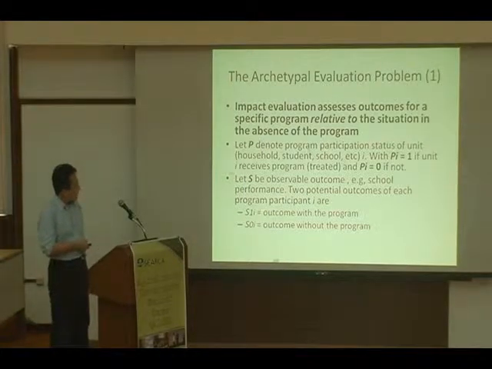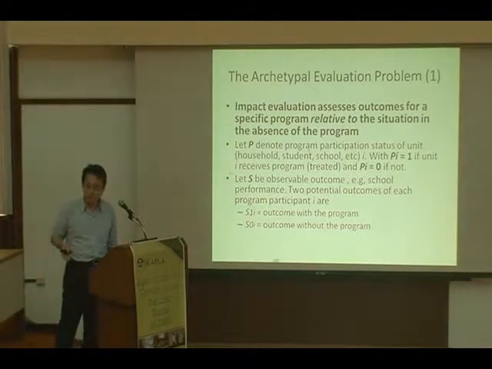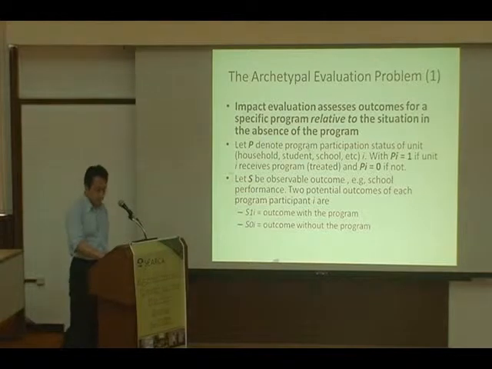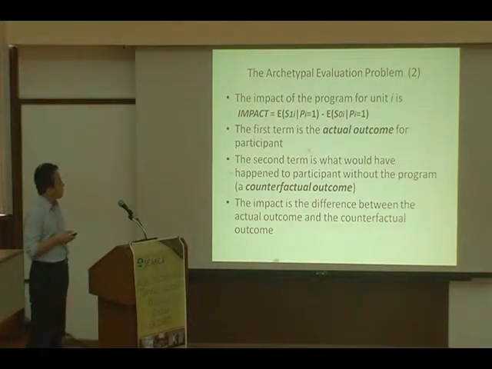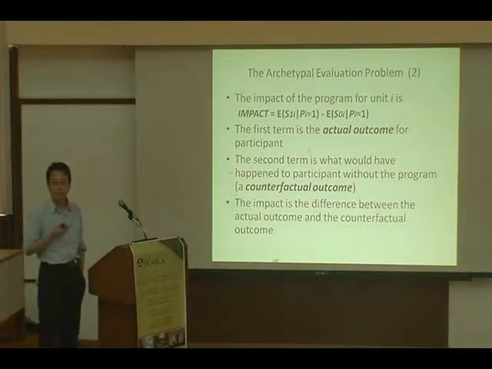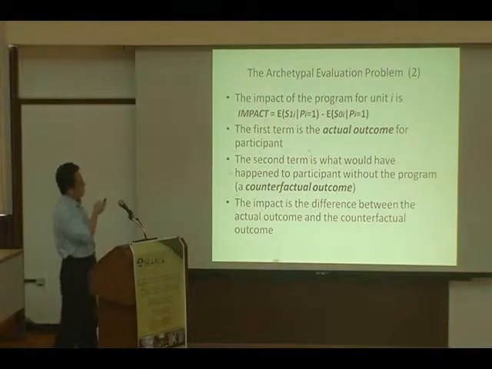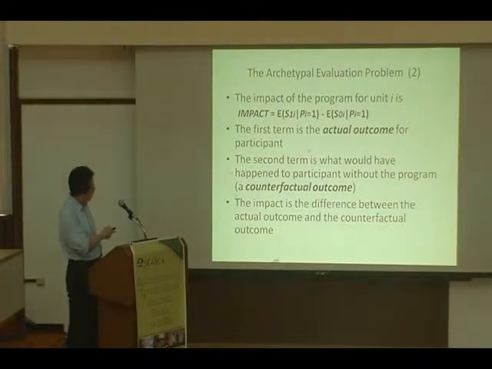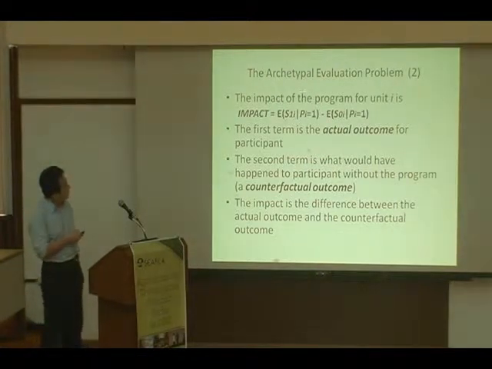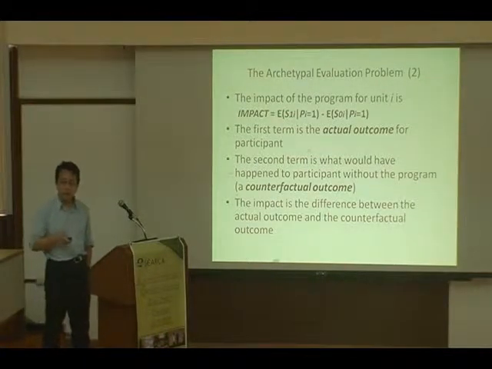So S1 is an outcome with a program, and S0 is an outcome without the program. This notation is very easy to understand. So what is the impact of the program for unit i? Unit i can be a household, individual, school, the village, even a country sometimes. Impact is the expected outcome when you participate in the program, when you are treated with the program, minus the expected outcome if there is no program implementation.